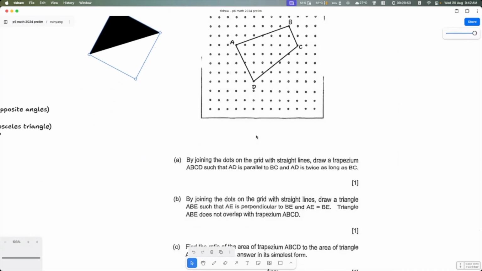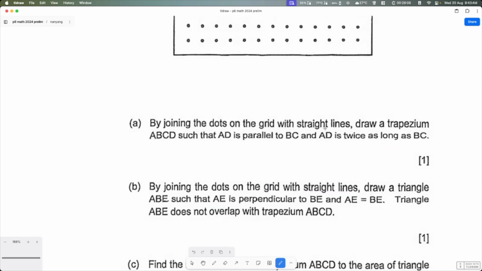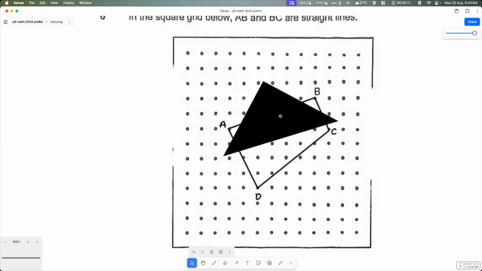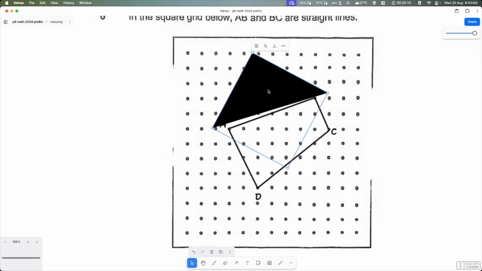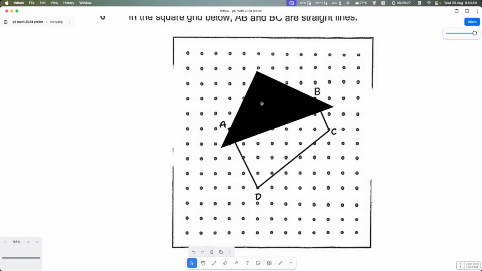Part B says by joining the dots on the grid with the straight lines, draw a triangle ABE such that AE is perpendicular to BE and AE is equal to BE. Triangle ABE does not overlap with trapezium ABCD. Usually you'll have a protractor set with a right angle ruler like this. You can just align the base of the ruler like this to this, and slowly make this align to where you see.